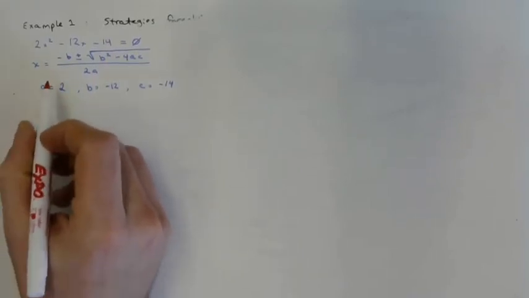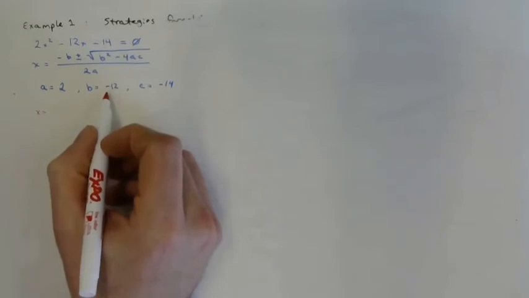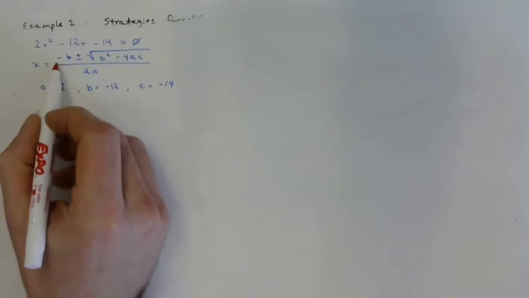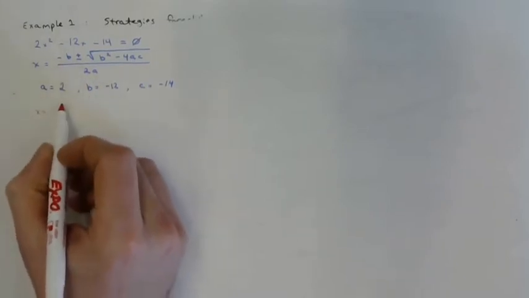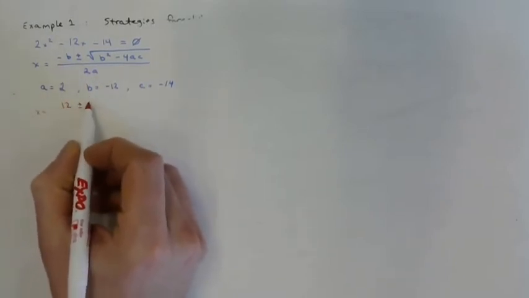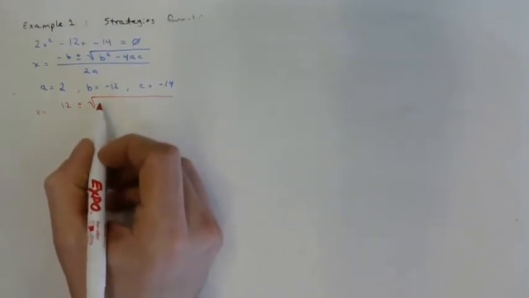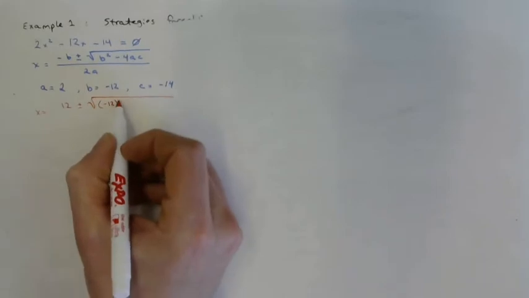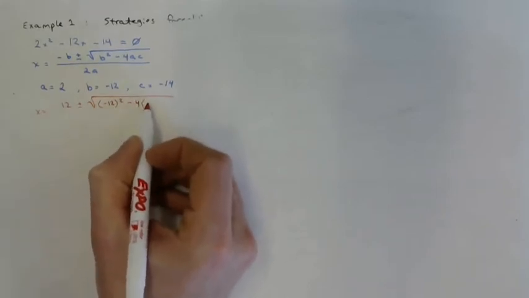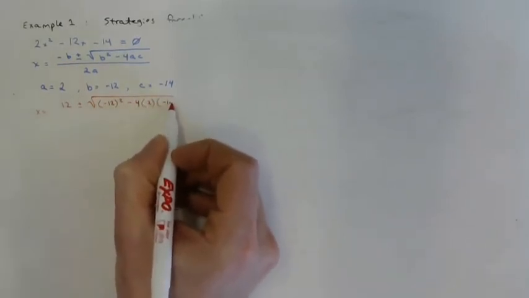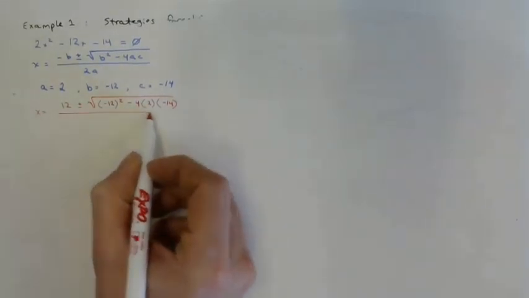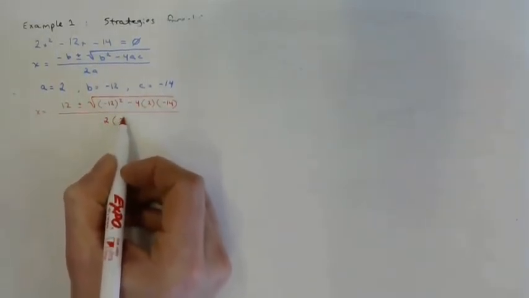x equals -b. B is -12. So -(-12) is +12. Oh, you really gotta pay attention to what you're doing in math class. Okay. -12 squared minus 4 times 2 times -14, all over 2 times 2.